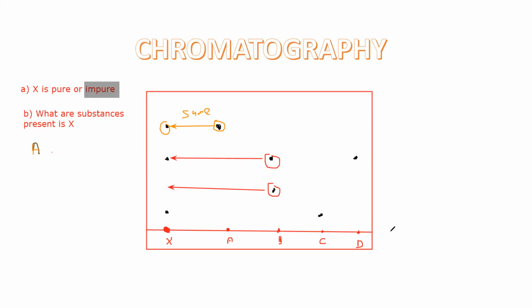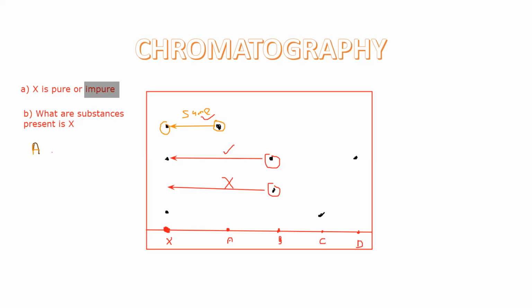For B, if B is there, both spots should be there in X. So one is there but the other one is not there. It means B is not present in X.